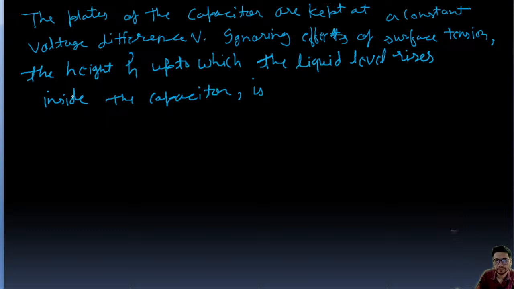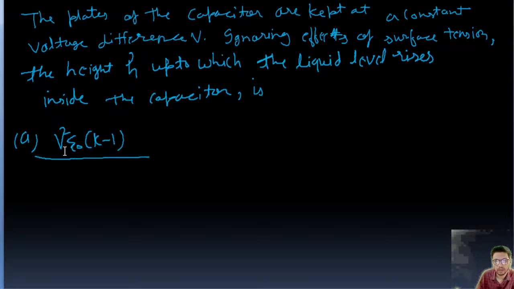Options are. Option A: V square epsilon 0 (K minus 1) upon rho g B D.